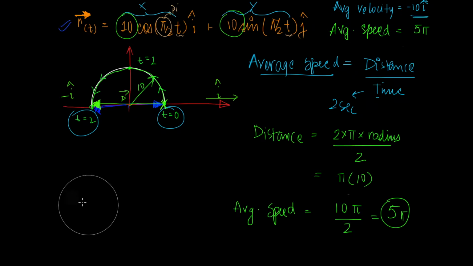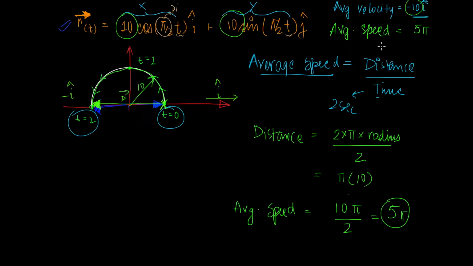Now, if you look at the magnitude difference between average velocity and average speed, it comes to something around 15. Let's evaluate 5 times pi. That comes out to be 15.7. However, the average velocity magnitude comes out to be only 10. The way I can say that is if I look at the magnitude of average velocity, i cap is just a direction and thus does not contribute anything to the magnitude. The only magnitude contribution comes from this term here, which is 10.